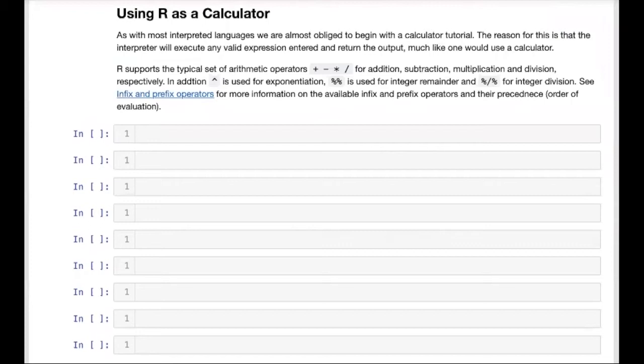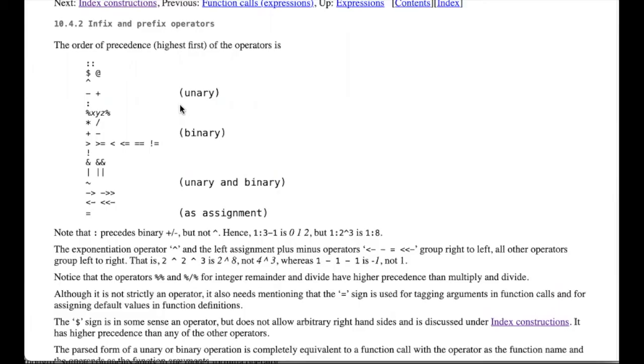R does support the standard set of arithmetic operators: addition, subtraction, multiplication, and division. And if we click the link here, you'll see we get a listing of the operators along with their precedence, or the order in which they'll be evaluated. Now, this list contains more operators than we're actually going to cover in this notebook, but we see here we have the plus and minus unary operators. Here are the binary arithmetic operators for multiplication, division, addition, and subtraction. We also have comparison operators for less than and greater than, as well as Boolean operators for not, and, or. And then finally, at the end, we have our assignment operators. Now, the operators are evaluated from top to bottom in this list. So those at the top are evaluated first, and those towards the bottom will be evaluated last.